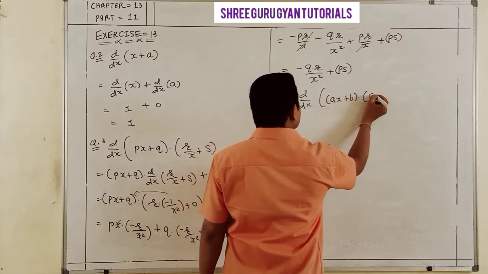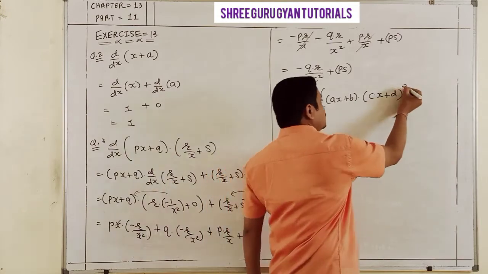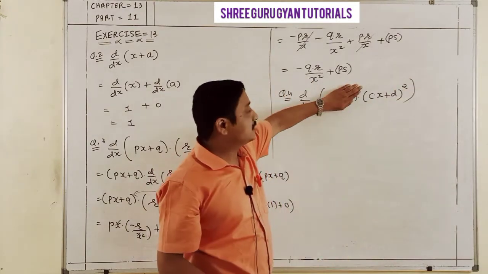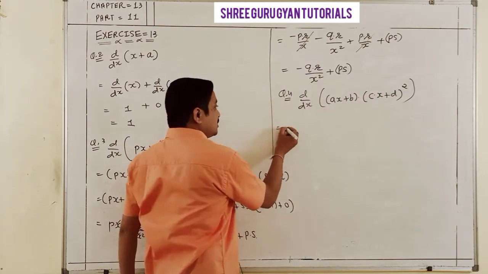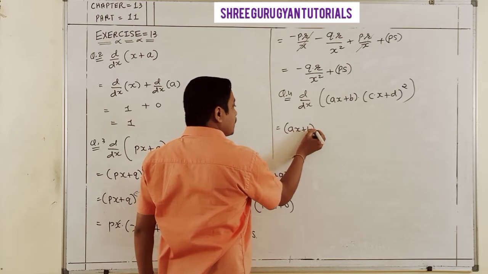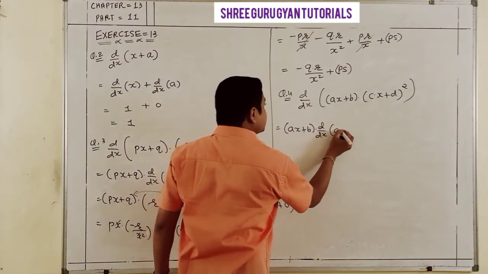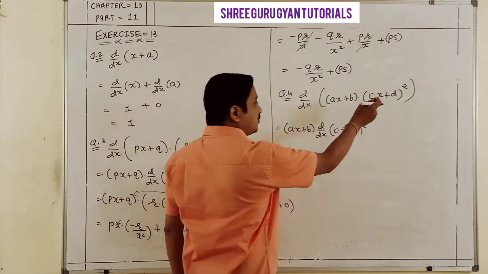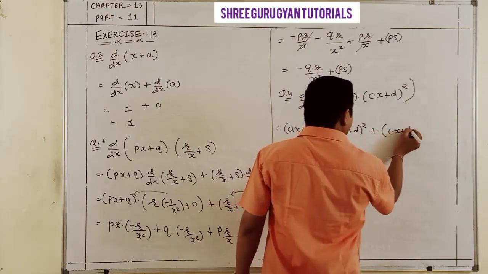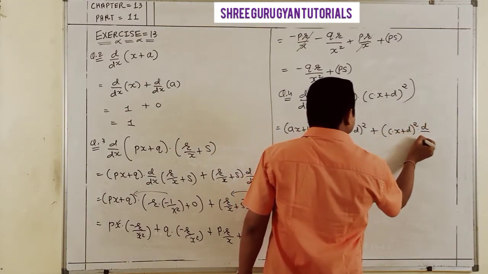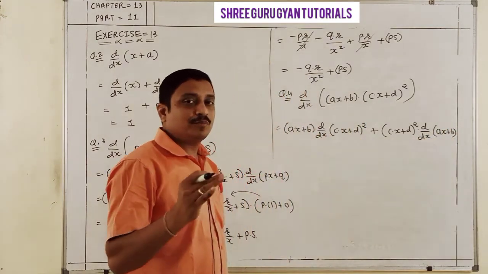Continue with question number 4: d/dx of (ax + b) into (cx + d) raised to square. Yes, here also I will go to the product rule. Consider one as u and the second as v. So first, the second derivative: (cx + d) as it is, square, first times second derivative over. Now plus second times first derivative: d/dx of (ax + b), and only operate your product rule.